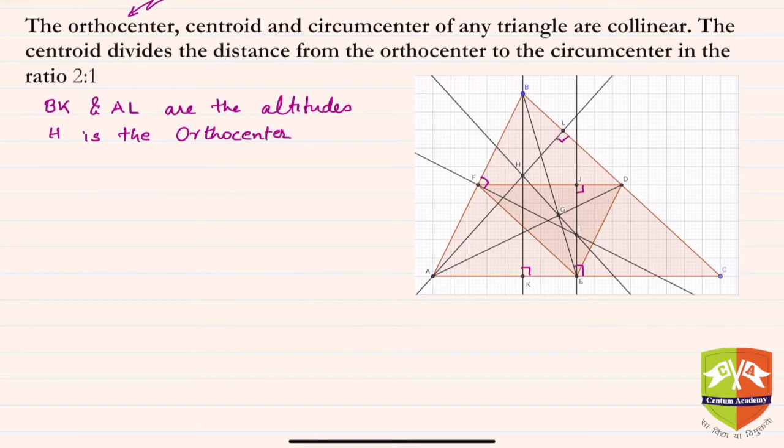Now, what's a centroid? Centroid is nothing but where all three medians meet. Again, for the sake of decluttering the diagram, I have shown only two medians, AD and BE. We know that all three medians of a triangle are concurrent, and in this case G is the centroid. So we know this.